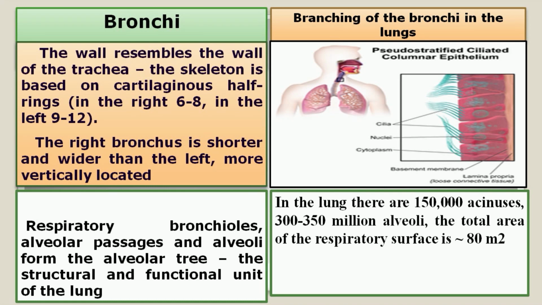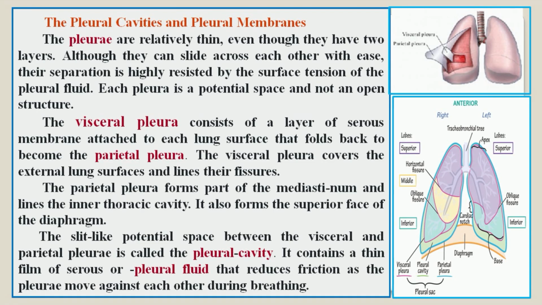Respiratory bronchioles, alveolar ducts, and alveoli form the acinus, the structural and functional unit of the lung. In the lung there are 150 thousand acini and 350 million alveoli. The total area of the respiratory surface is 80 square meters. The pleural cavities and the pleural membranes.